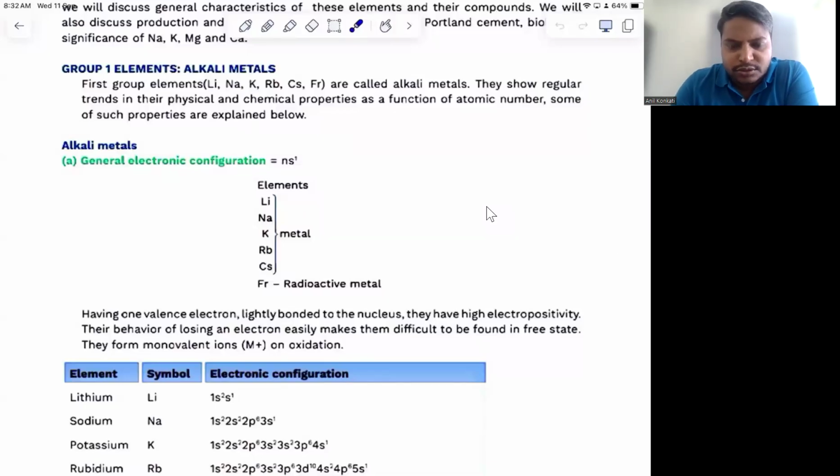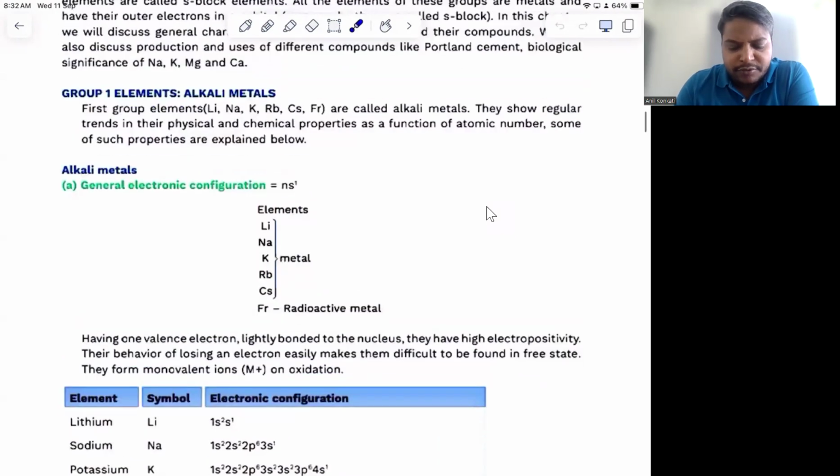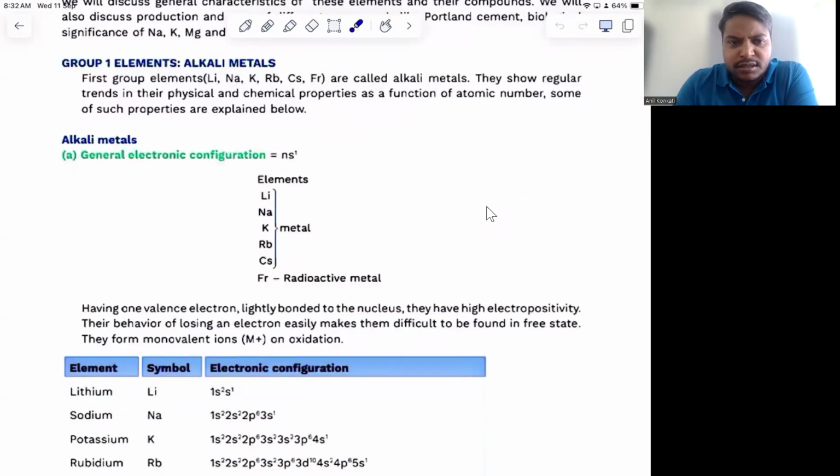Let us quickly go through this topic once. I'm sure you have already gone through the NCERT. Mainly, I'll focus on certain points which have been vaguely asked or how it has been framed in the exams.